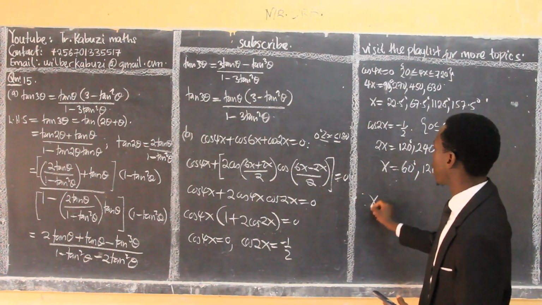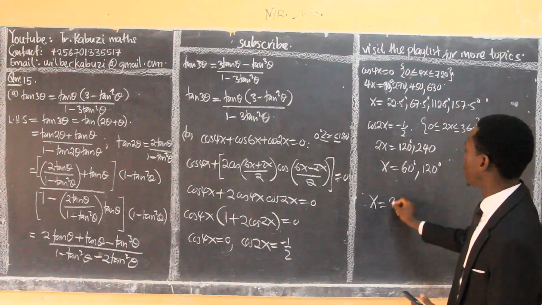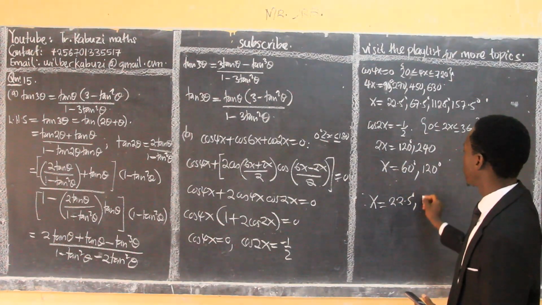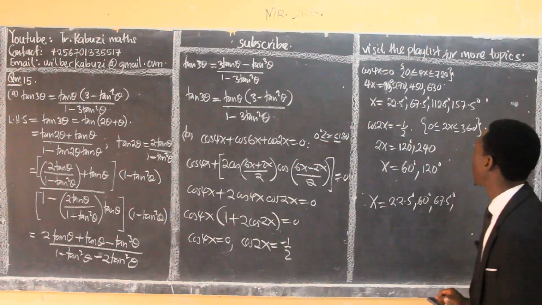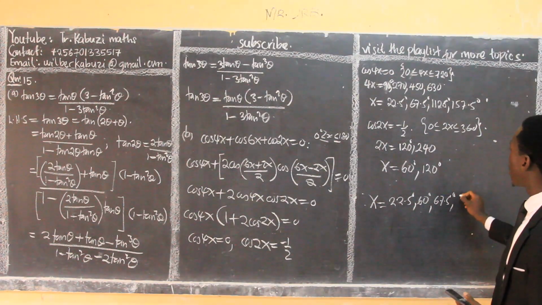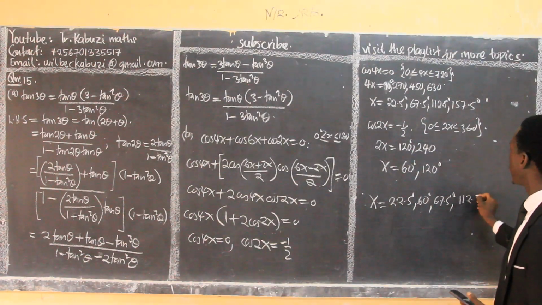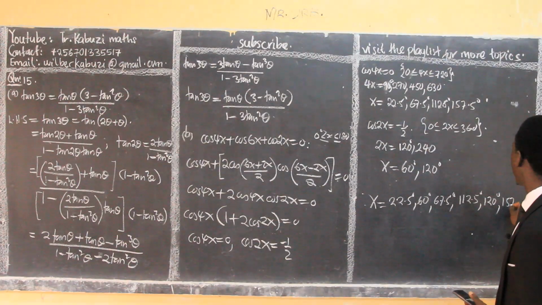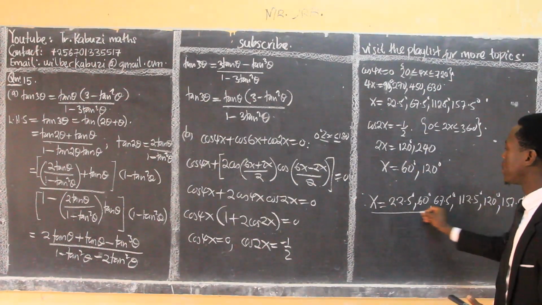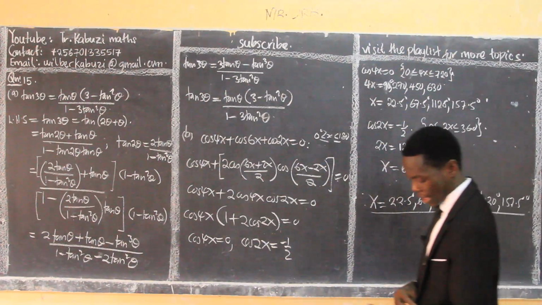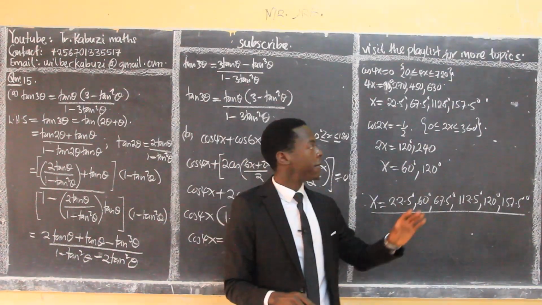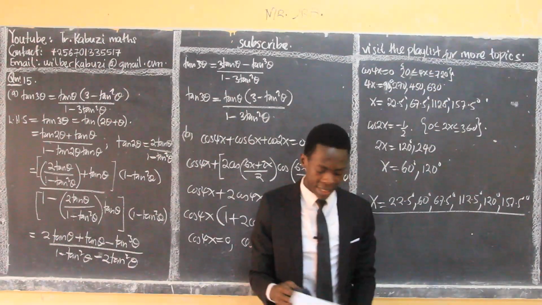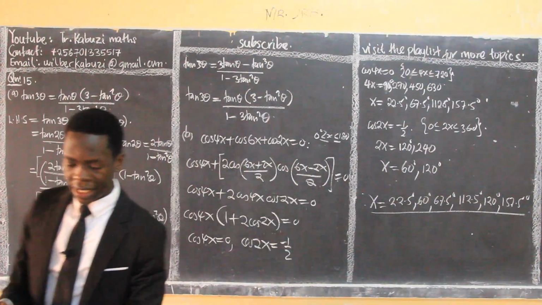Therefore, x was going to be 22.5 degrees, 60 degrees, 67.5 degrees, followed by 112.5 degrees, followed by 120 degrees, and lastly 157.5 degrees. And that's how easy the trig number was. But if you want to see more about the factor formula, please visit the playlist. Let's move to number 16.